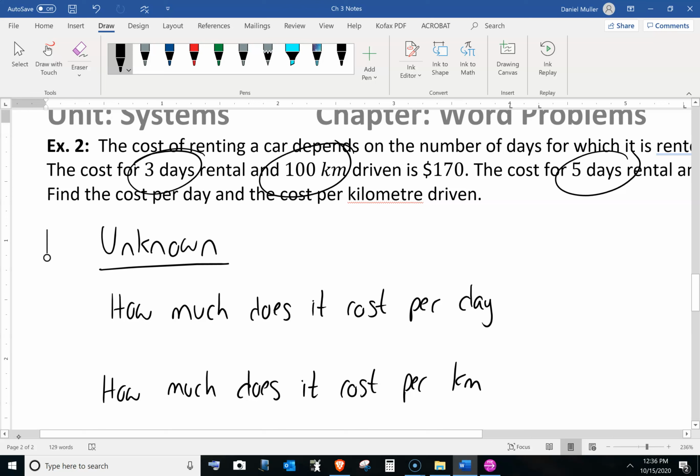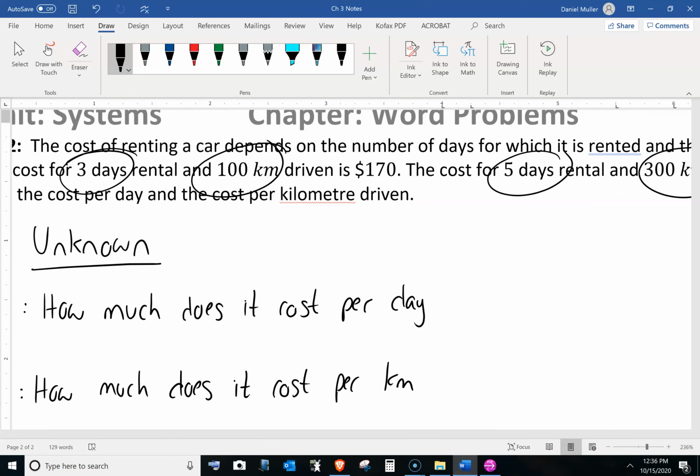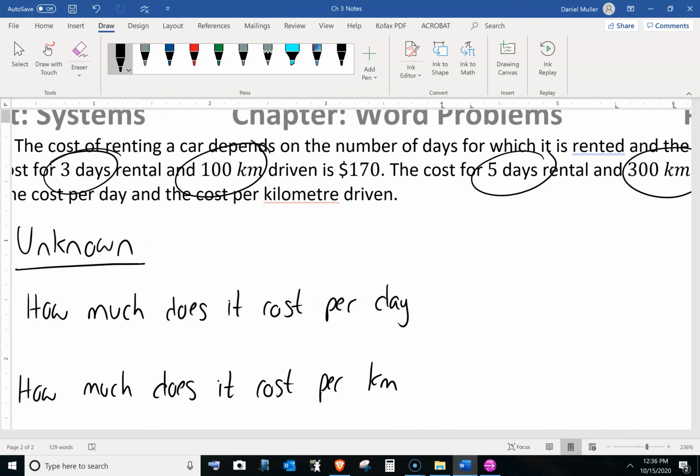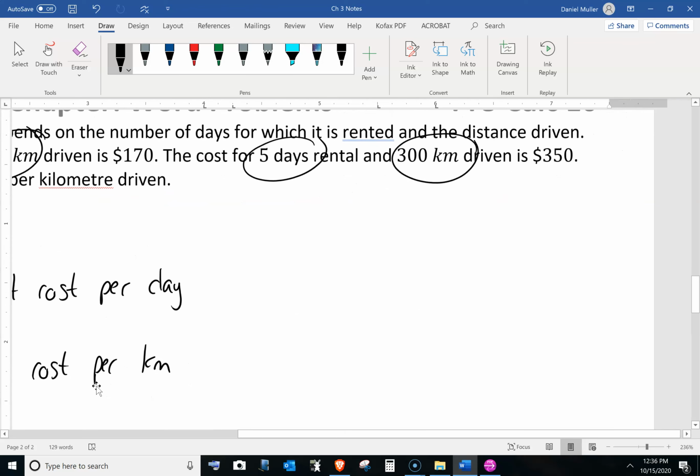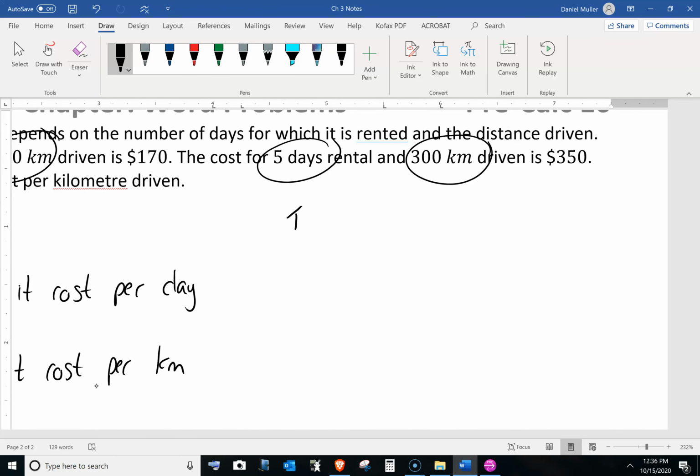So let's just say this is going to be X and this is going to be Y. So let X be how much money it costs per day, and let Y be how much money it costs per kilometer. I didn't put money, but that's how much it costs per day and how much it costs per kilometer. So then we're going to need two equations.